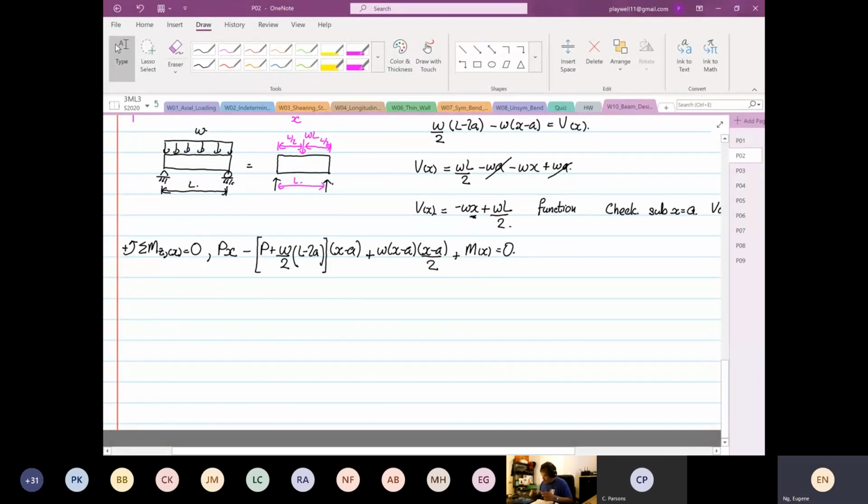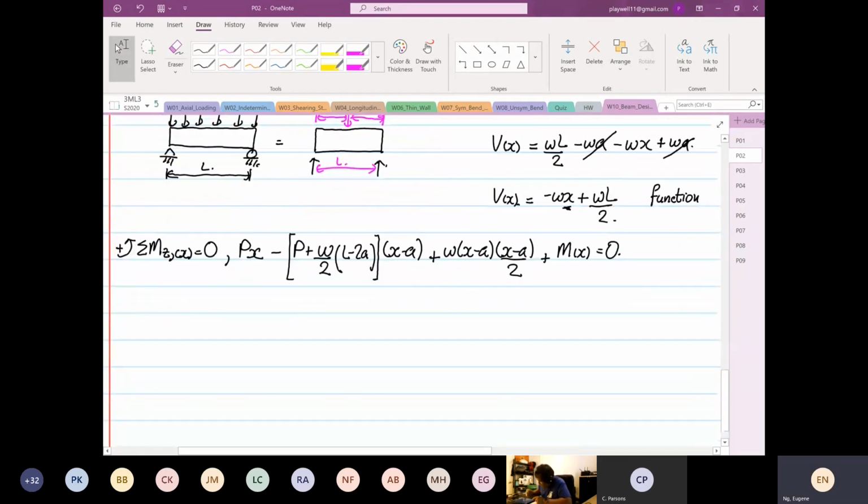So now we have formed this equation. As you can see, it's pretty untidy, so I'm just going to move along and expand this. So Px, I'm going to do quickly: minus Px minus Pa, right? So plus omega over 2 (L minus 2a) multiplied by x, and then you will have minus omega a over 2 (L minus 2a).